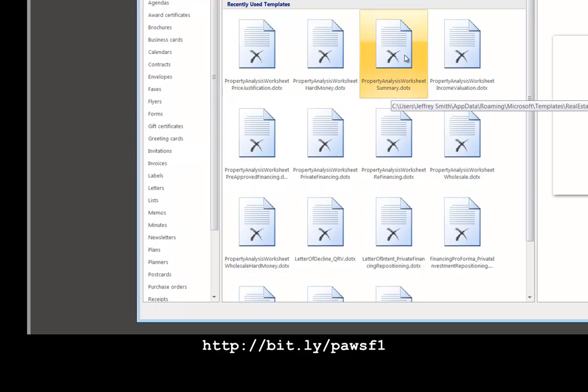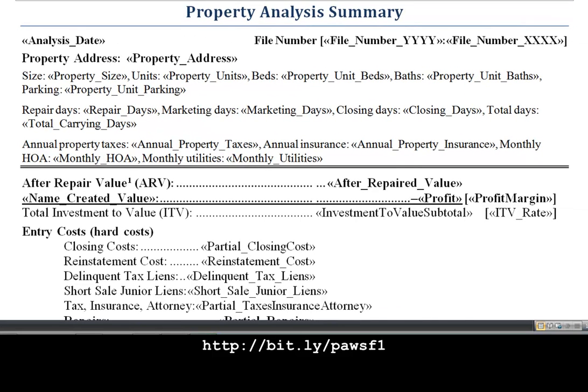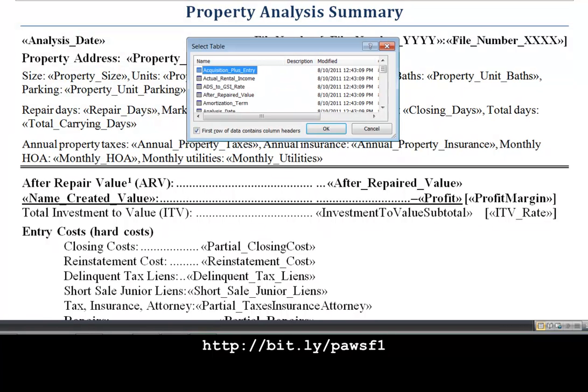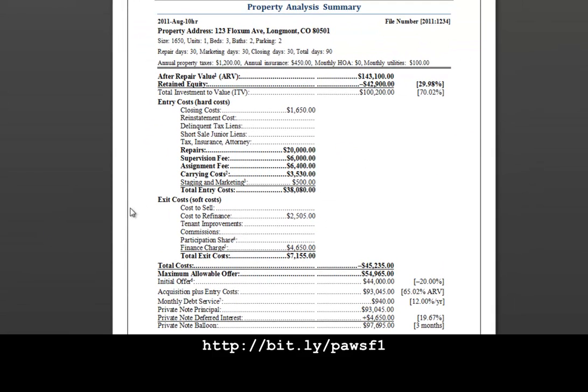Now over here in Microsoft Word, let's bring up the summary template and run the analysis for the hard money fix and rent scenario. Again, it's all laid out with what we estimate the ARV to be, subtracting our retained equity. Total investment to value is 70% of the ARV. This is the all-in investment. It includes the soft costs going out. These will be covered by the refinance loan when the property is refinanced.